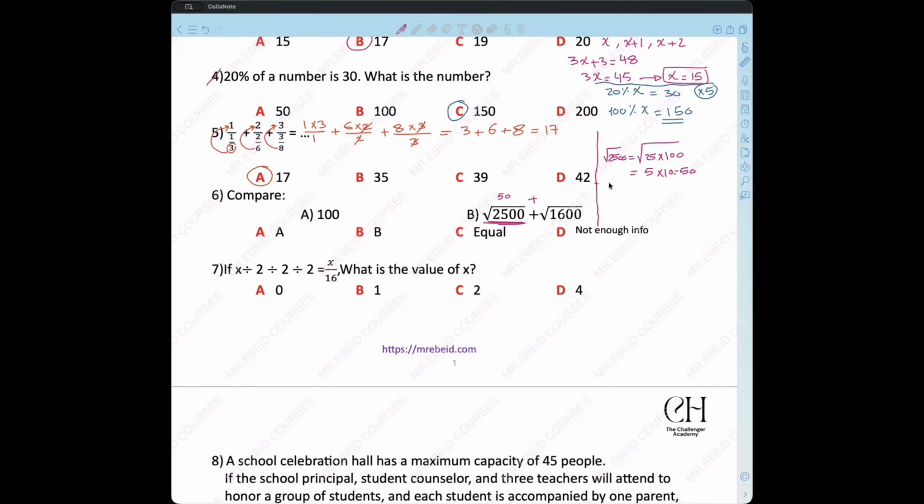Also, we can evaluate this one, 1,600. You can write it as 16 times 100. The square root of 16 is 4, and the square root of 100 is 10, so it's 40. Remember that if you have multiplication, you can take the square root, it's okay. But if it's plus or minus, you cannot take the square root. You have to add or subtract according to the question. So this is 50 plus 40, which equals 90. It means A is greater.